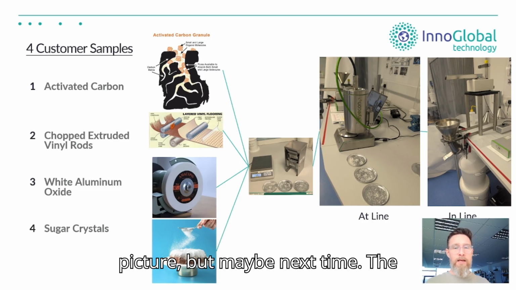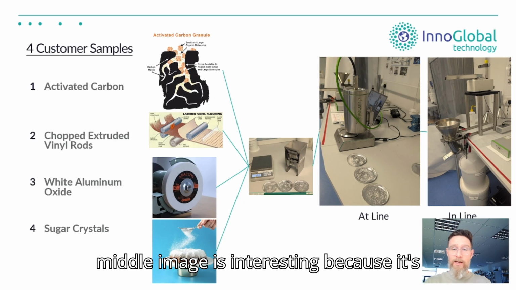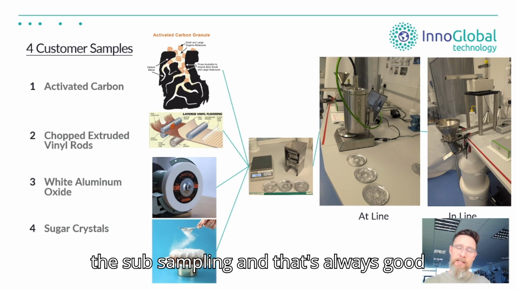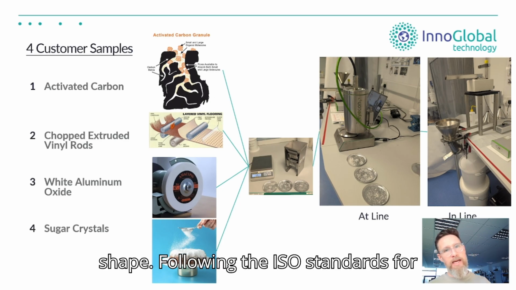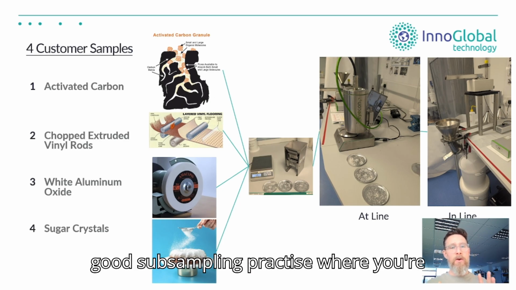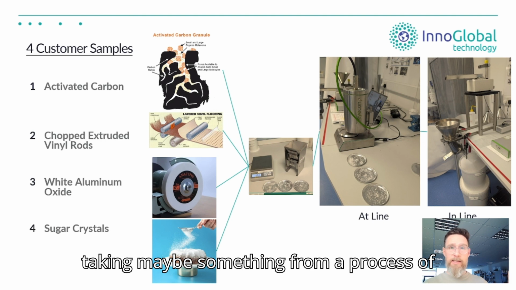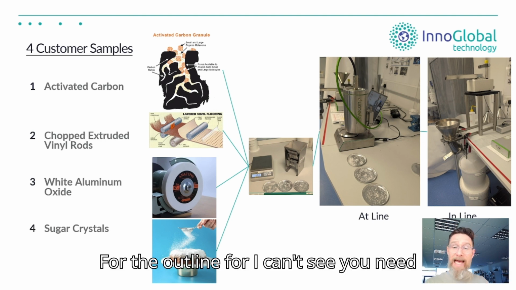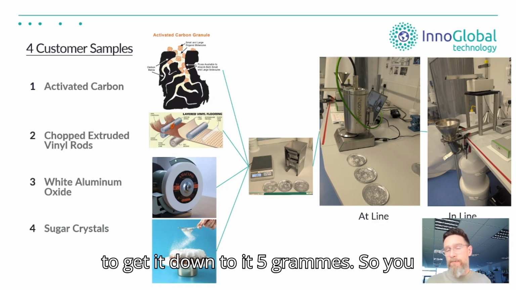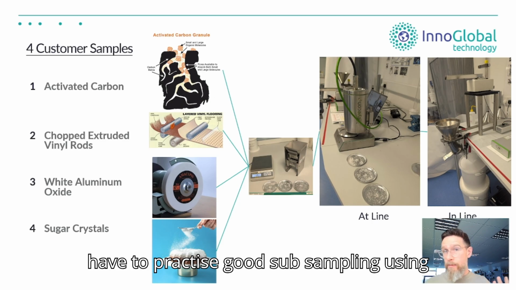The middle image is interesting because it's the subsampling, and that's always good practice, regardless of particle size and shape, following the ISO standards for good subsampling practice, where you're taking maybe something from a process of 1 kg could be the batch. And for the at-line for the Eyecon2, you need to get it down to about 5 grams. So you have to practice good subsampling using even an automated subsampler.